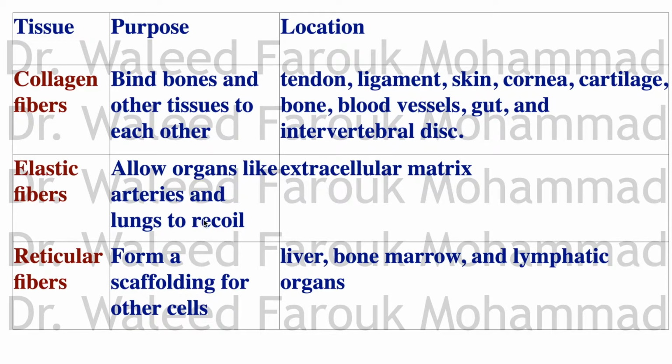Reticular fibers act as a scaffold for other cells, which means they form the framework upon which the cells are arranged and put, like the parenchyma of organs, including the liver, bone marrow, and lymphatic organs.